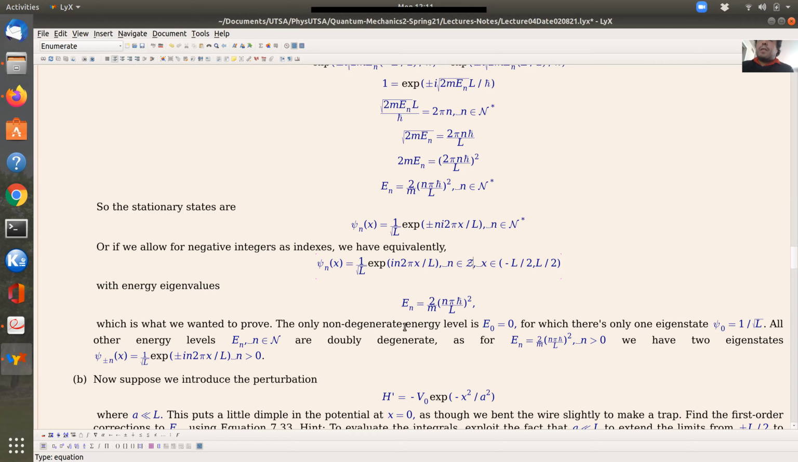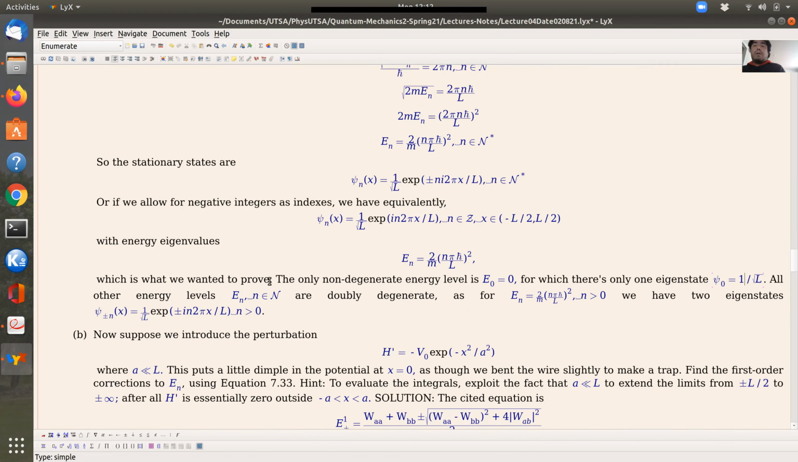And of course, the only non-degenerate energy level is E naught equal to 0, right? Because first of all, that corresponds to n equal to 0, but also because it amounts to a single wave function. If you even go back to this notation, plus minus 0 is the same one. So you don't have two wave functions, you only have one. So there is only one eigenstate, and in fact, what you'll have is exponential of 0, which is 1. So it's actually a constant. There's only one eigenstate, which is psi 0 for n equal to 0, which is 1 over the square root of L.